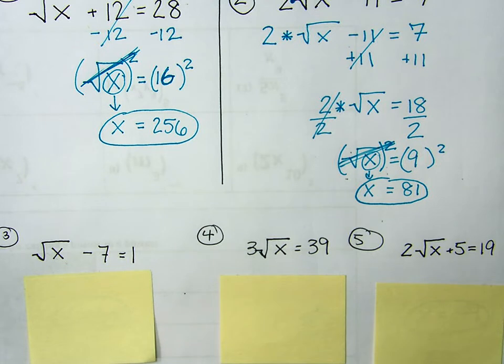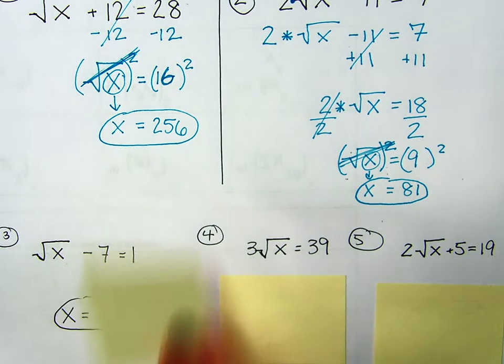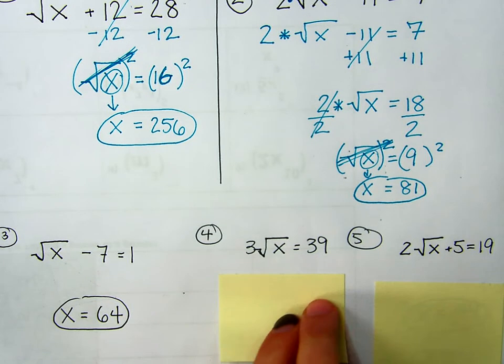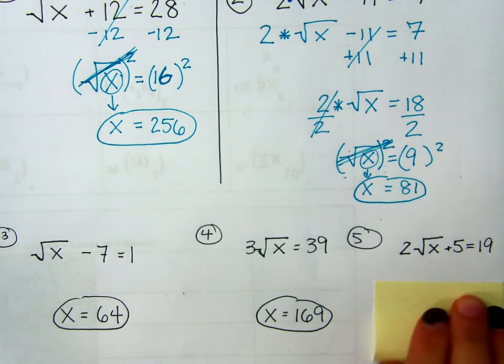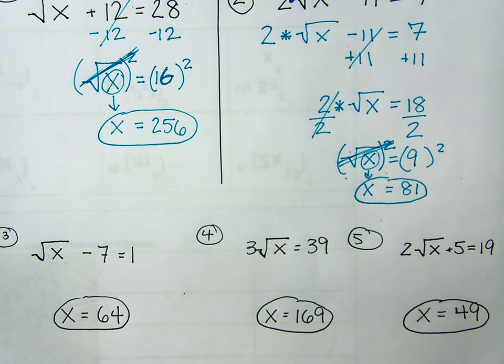Alrighty, let's take a look at what we got. X equals 64. X equals 169. And x equals 49.